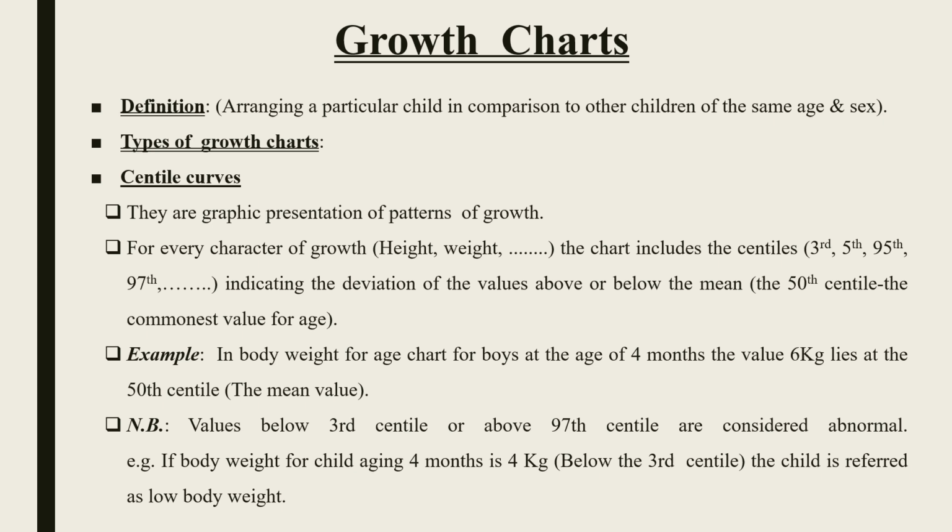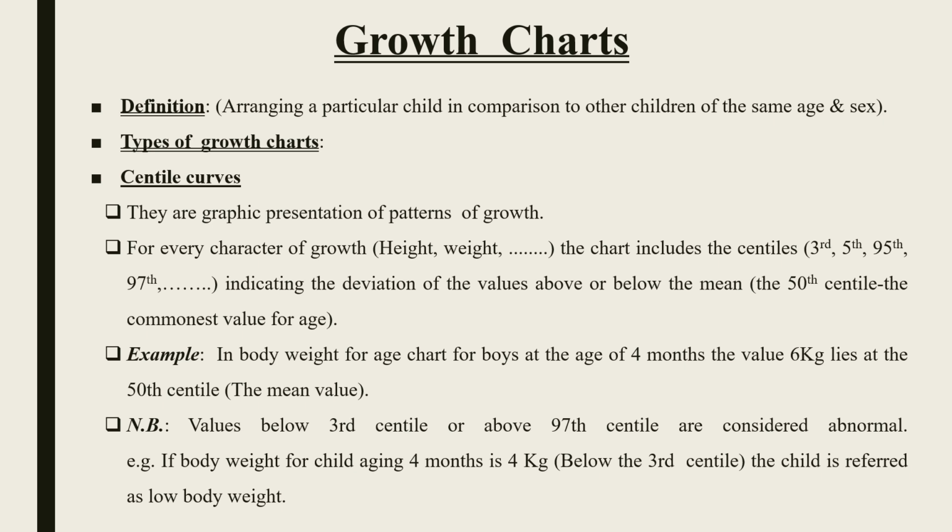What are the types of growth charts? We have centile curves. They are a graphic presentation of patterns of growth. For every character of growth like height or weight, the chart includes centiles. We have the 3rd centile, the 5th centile, the 50th centile, and the 95th and 97th, and this indicates the deviation of values above or below the mean. The mean is the 50th centile, which means the commonest value for age.